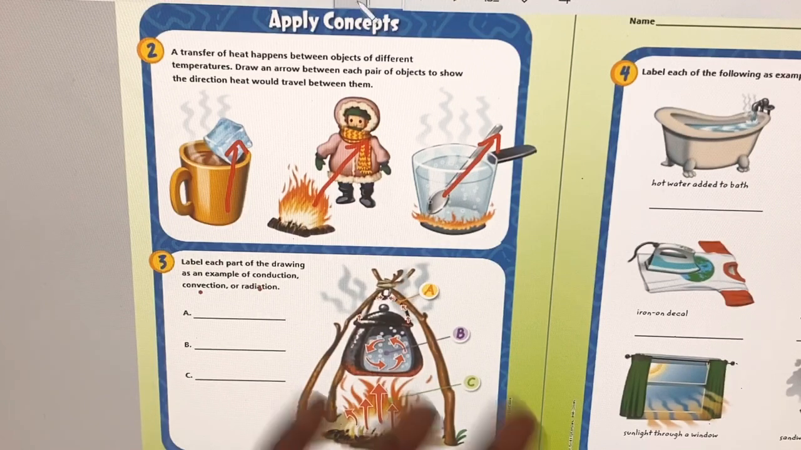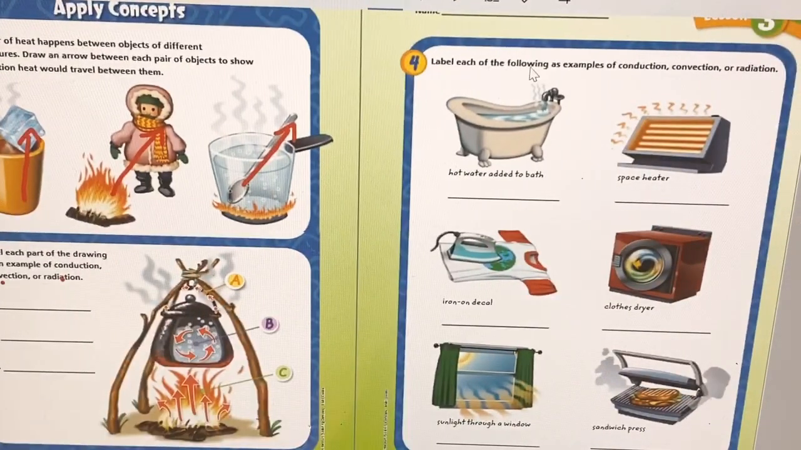Excellent, girls, excellent. Now, let's label each of the following as an example of conduction, convection, or radiation. What do you think of hot water added to a bath? See? The magic word is liquid. Heat moves through liquid using what? Space heater. The word space. How does heat move through space using what? Or directly.